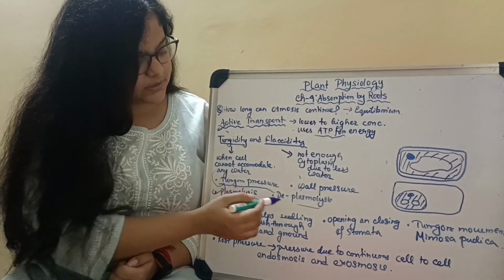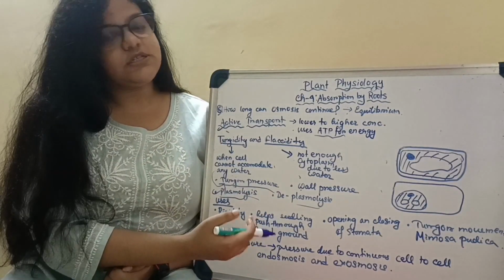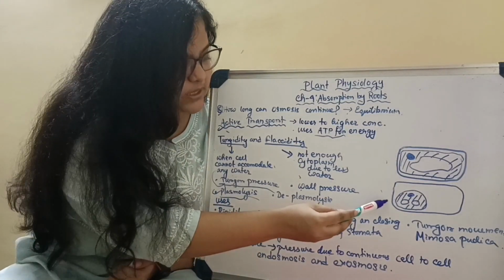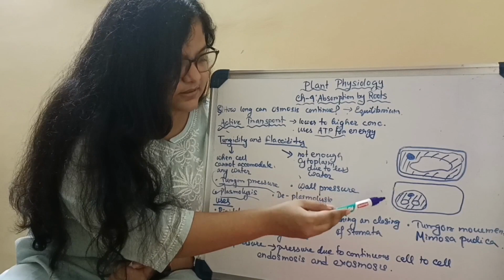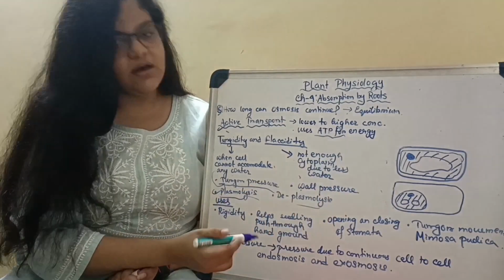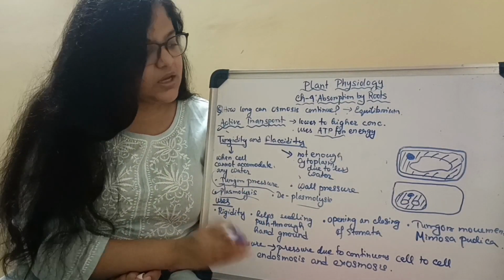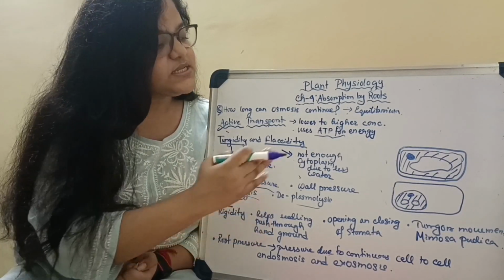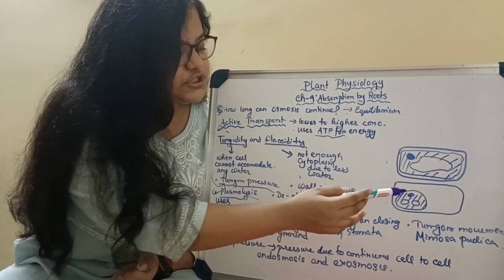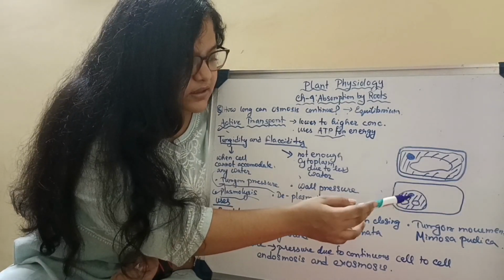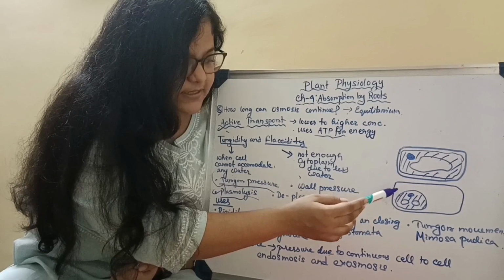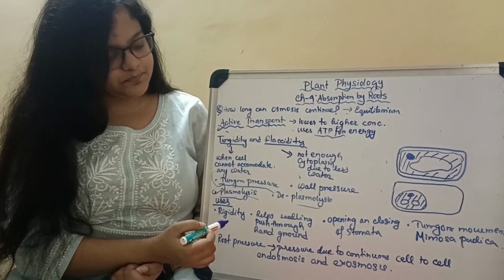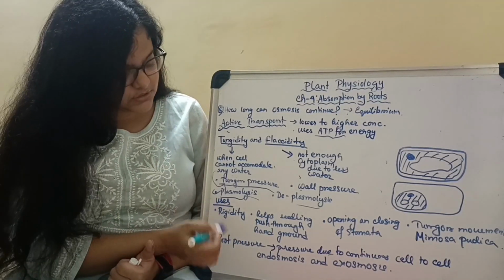Got it? Now what is deplasmolysis? Deplasmolysis is exactly the opposite of plasmolysis. When this plasmolysed cell is again placed in a hypotonic solution, the water from the hypotonic solution rushes inside the cell, which then had a hypertonic solution inside it, in order to equalize the solution. Got it? Now let us move on with the uses of turgidity.